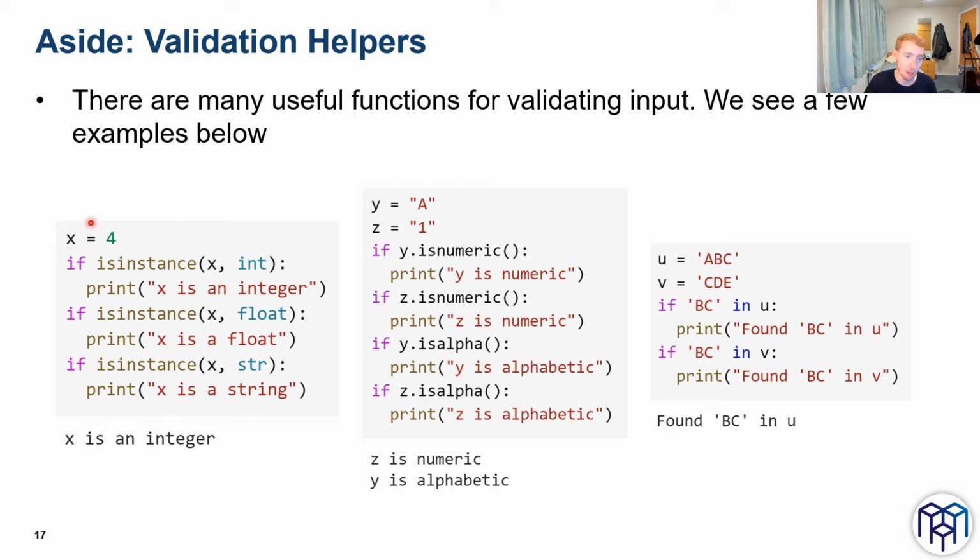In this case, x is 4, it's an integer, so only x is an integer should print out. Float and string would print out if this was a float or a string, respectively. And we could put any type in there. We could put tuple, we could put list, all the different things. We can use that to verify if the type is correct and raise a type error if not.